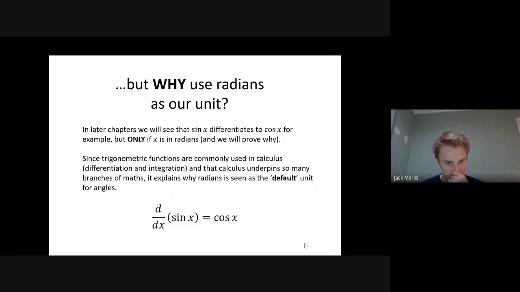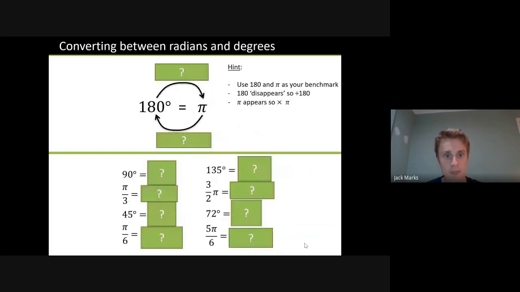Why would we do this, you say? Well, later on when we learn how to differentiate more complex things, we can actually only differentiate when we define in terms of radians, and we'll look at why that is later. That's one of the reasons we will do this.